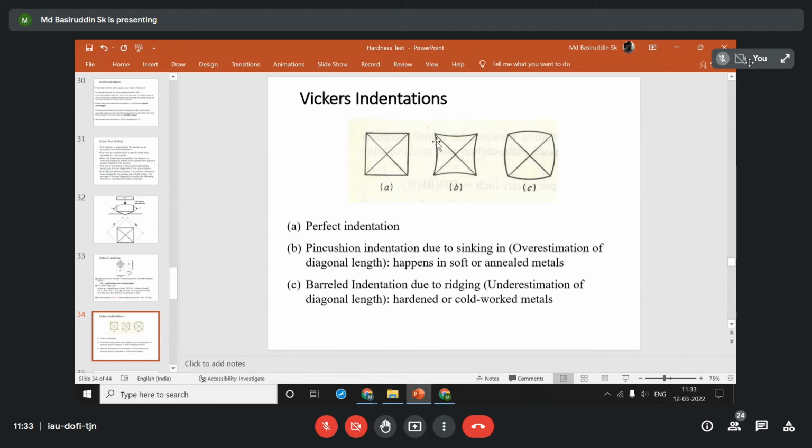At the surface, the load is such that the plastic deformation is relatively less as compared to the corner. So that is why the elastic recovery will be much more significant. If we compare these things, we will find that elastic recovery is much more significant. That is why you will find these pincushion shape indentations. Therefore, when we measure the diagonal length after indentation, we will measure an overestimated value of D, and it will give smaller hardness values.